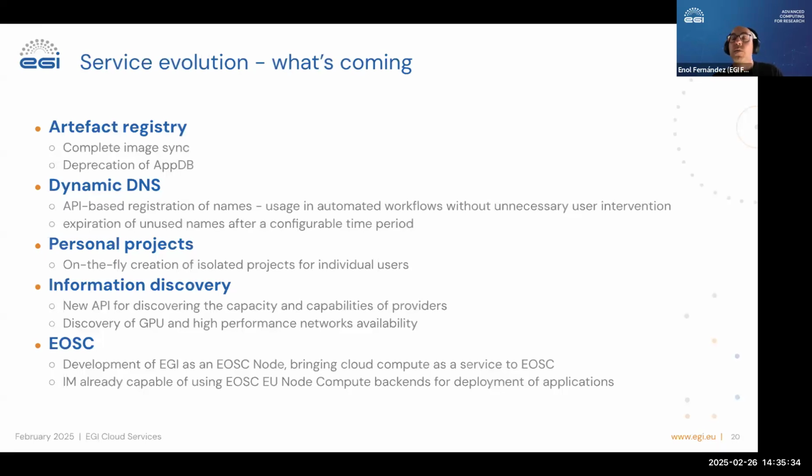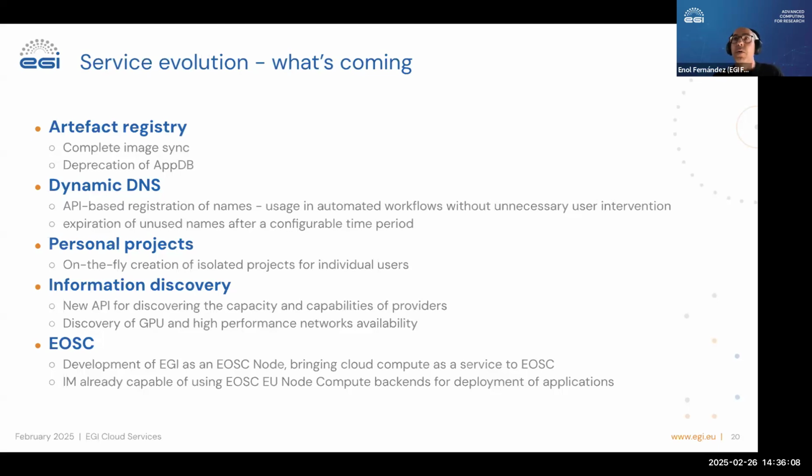Dynamic DNS is also evolving. Right now, it's quite based on the web interface, so we want to make it more API accessible. So we want to make it possible to automate all the workflows, so you don't need to go to the web interface, but just do everything from the API. Also, for better control of the names, we want to include expiration of the ones that are not used. So we make sure that things are consistent all the time.